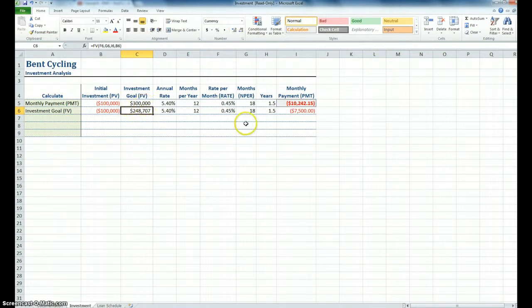Okay, and that's called the NPER, the number of periods. We're going to try to figure out how many periods it's going to take for me to put in this much money to get to this. Because $7,500 doesn't work for a year and a half, so we have to figure out how many months it's going to take for me to get to this with this amount of income.